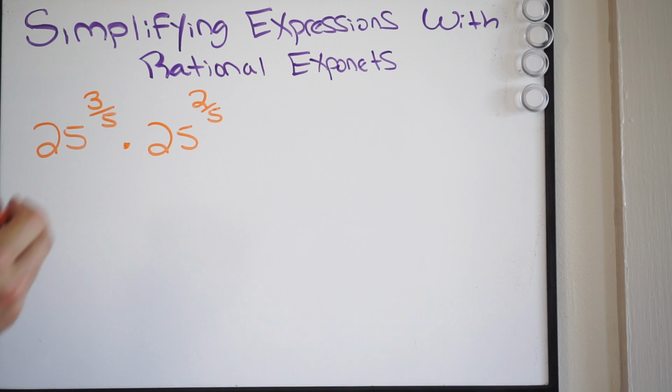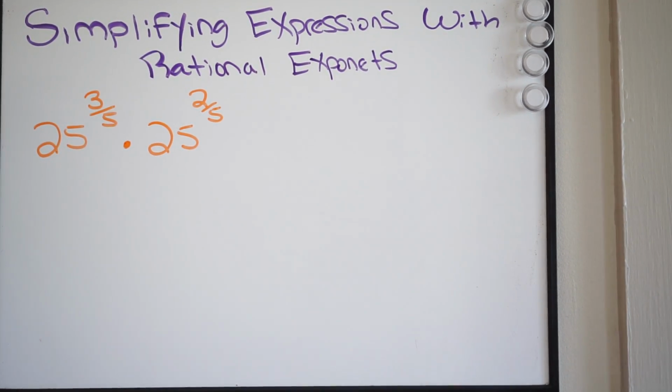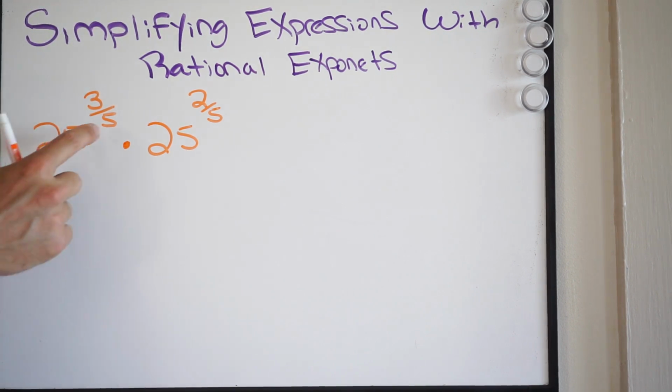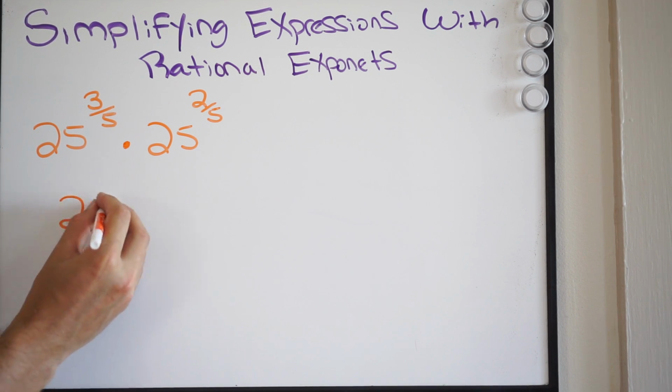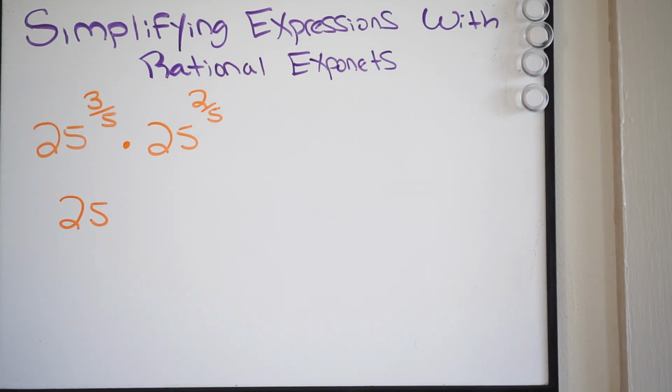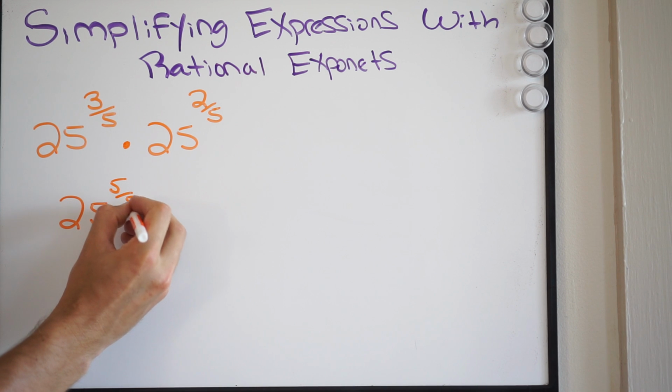And we're multiplying here. Remember back in Algebra 1, when you're dealing with properties of exponents and you have the same base, which we do, and we're multiplying, remember what we do with the exponents? We add them. Since both our exponents are fractions with the same denominator, we can just add right across. So we're going to add the numerators: 25, and then 3 plus 2 is 5, so we'll have 5 over 5.